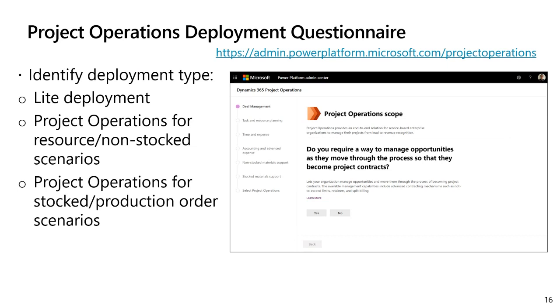Project operations supports stocked production order scenarios and non-stock resource-based scenarios on the same environment through legal entity level configuration. For example, Contoso can use the stocked production order capabilities in their US manufacturing facility. And another Contoso legal entity, Contoso Robotics, for example, can use the non-stock or resource-based capabilities in their legal entity.